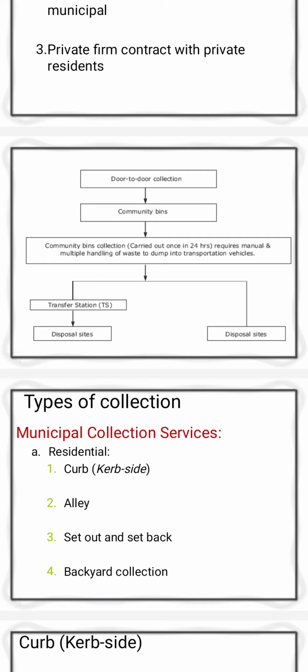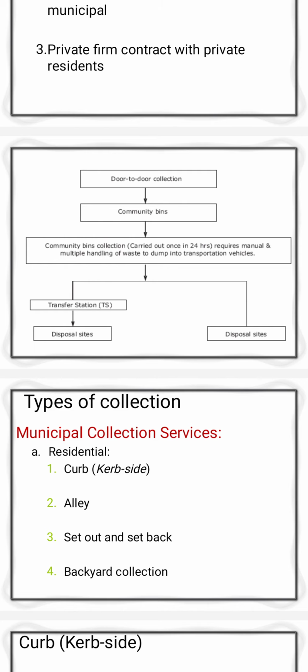So you can see here door to door collection. So door to door collection, that is one type. Second is community bin collection. Okay, next the community bin collection, carried out once in 24 hours, required manual and multiple handling of waste to dump into the transportation vehicles, and that is classified into transfer station and disposal site.